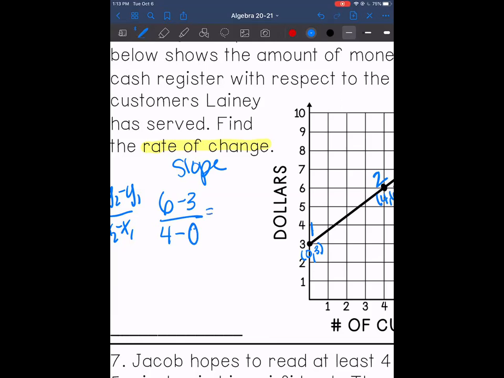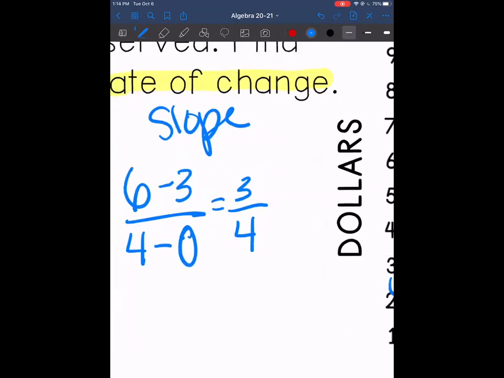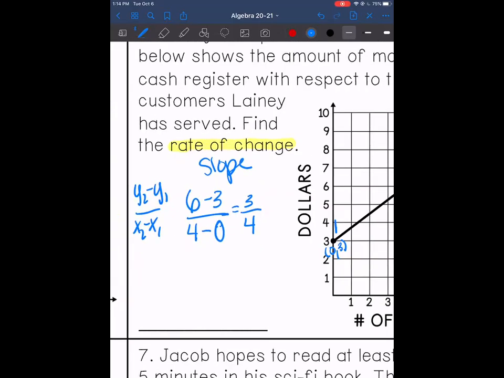So 6 minus 3 is 3. 4 minus 0 is 4. Luckily, we do not have to simplify. We can't get those down any further. So our slope is 3/4.